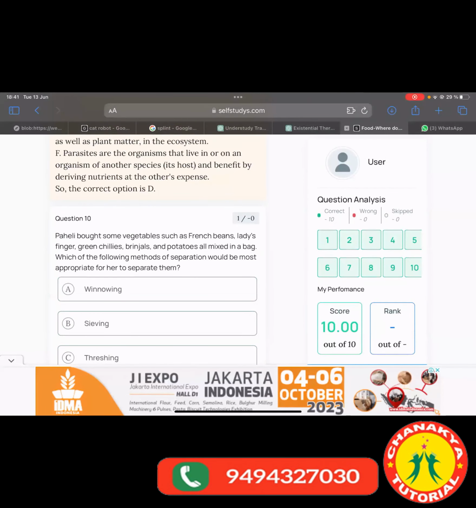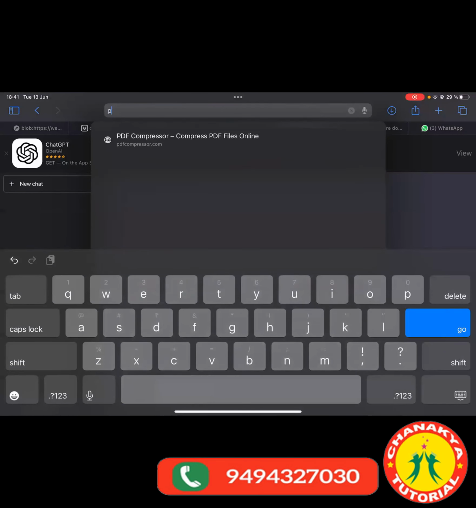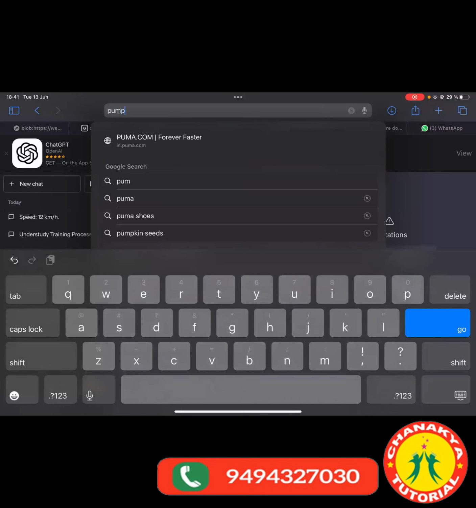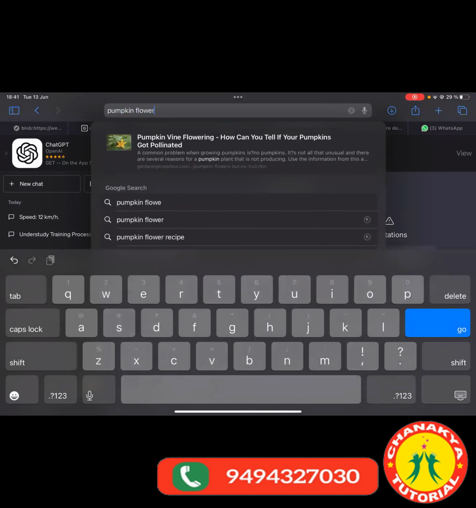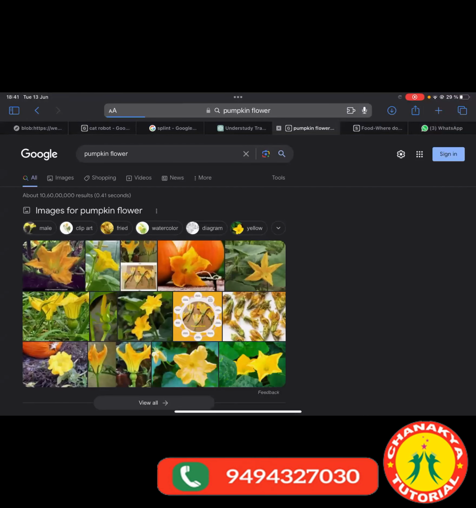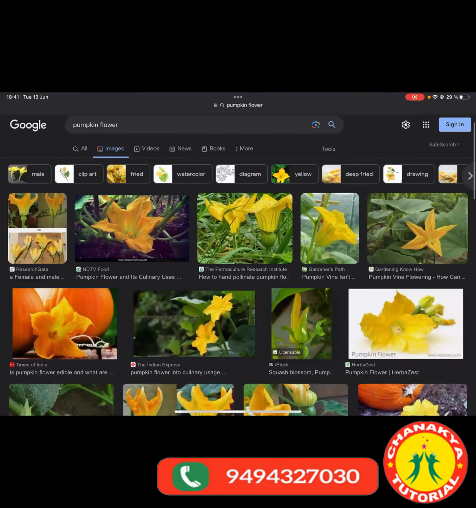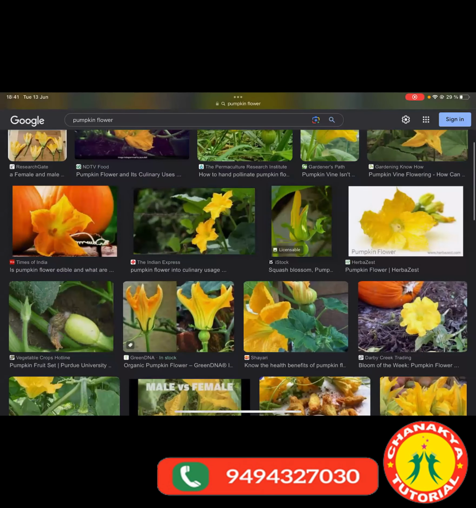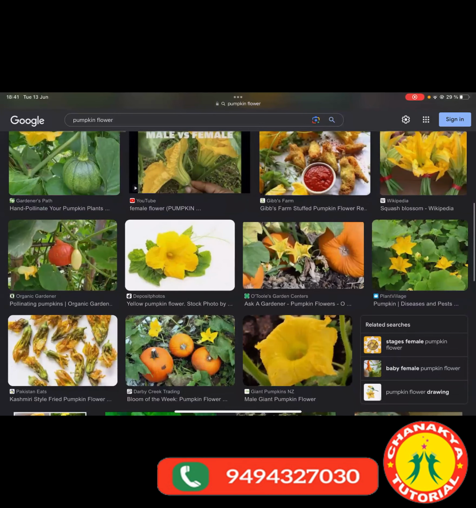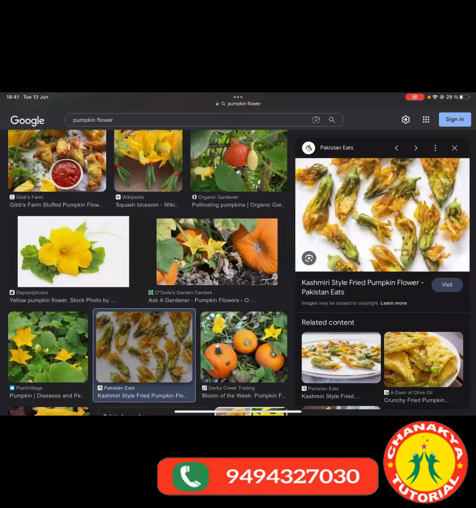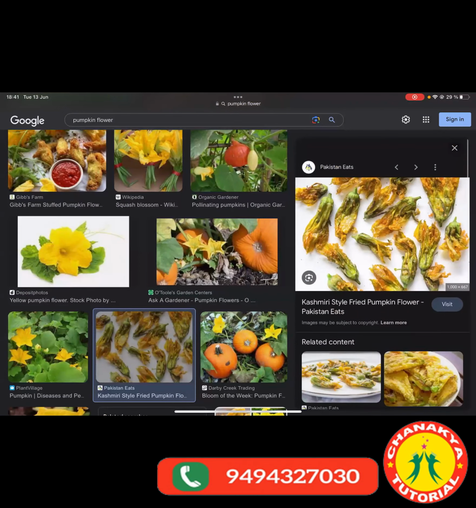Ma'am, pumpkin flower. Yeah, I'm searching for that only. Wait. Ma'am, I will be back in 1 minute. Yeah, sure. This is how a pumpkin flower looks. In many areas of Kashmir, they actually fry pumpkin flowers and eat them. See, it's all fried pumpkin flower.